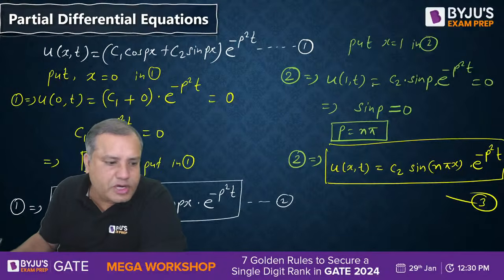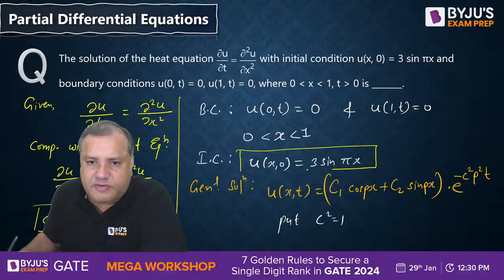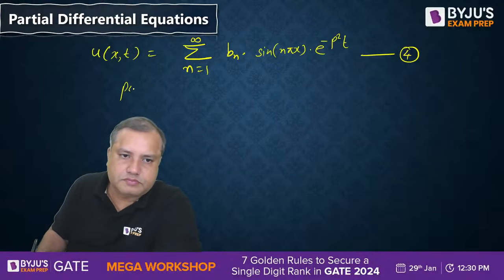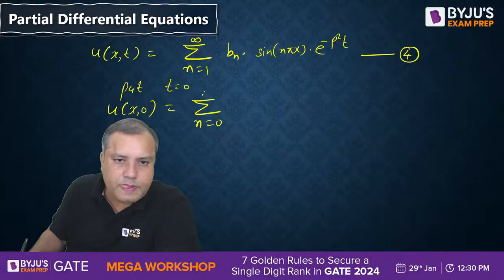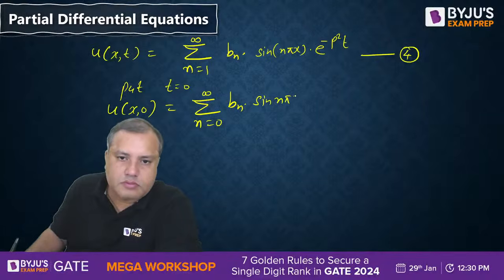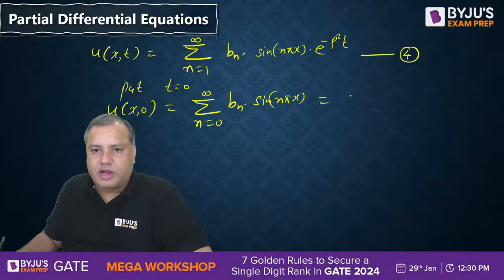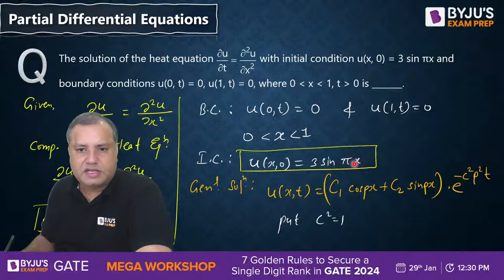In this equation, I am going to apply the initial condition. Initial condition is u of x comma 0 equal to 3 sin pi x. Put t equal to 0. When you put t equal to 0, this term e raised to 0 will be 1, and they have given you this initial condition, 3 sin pi x.